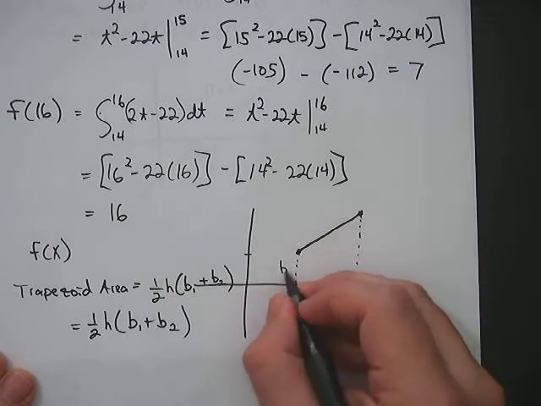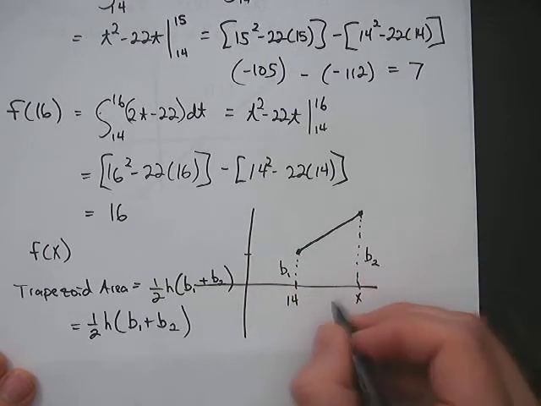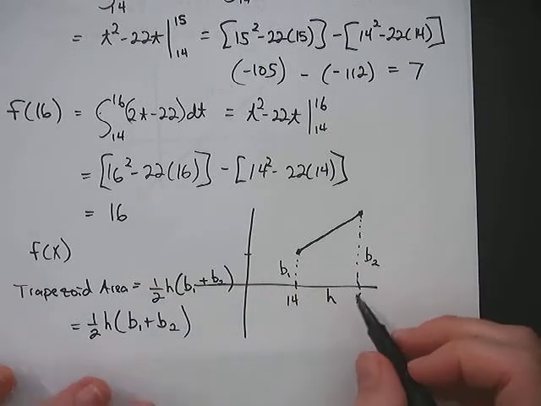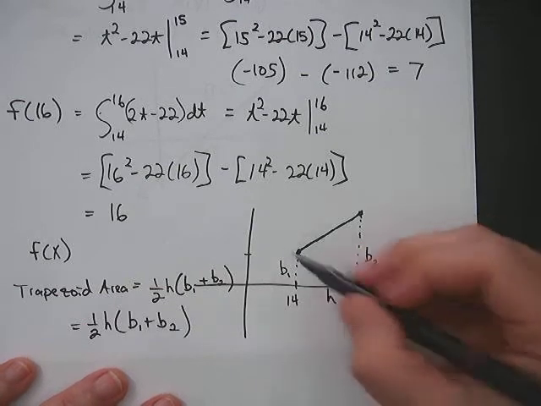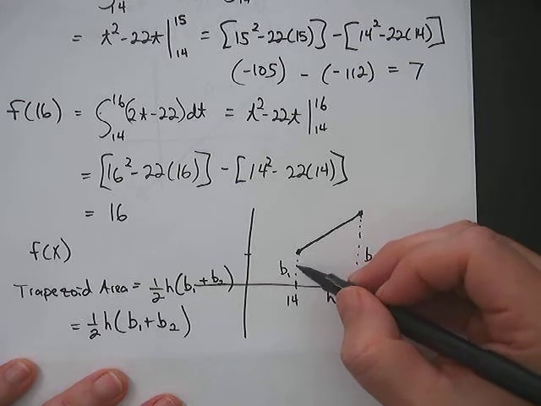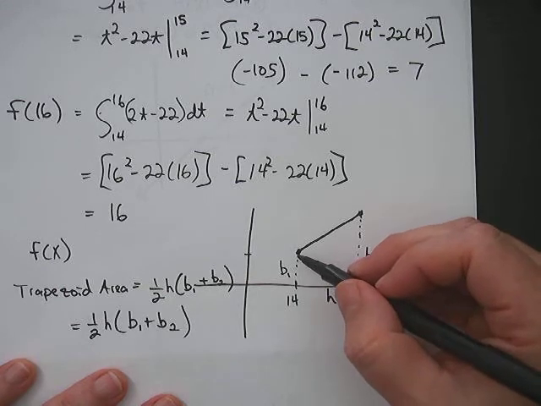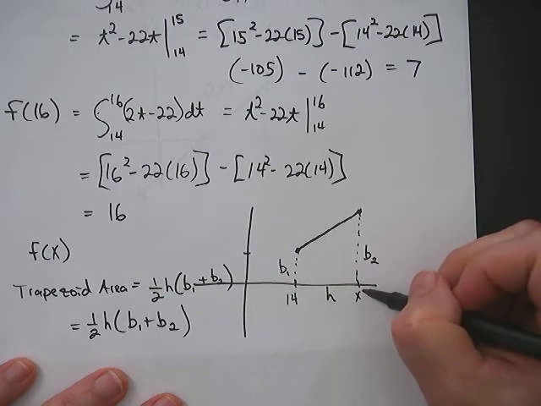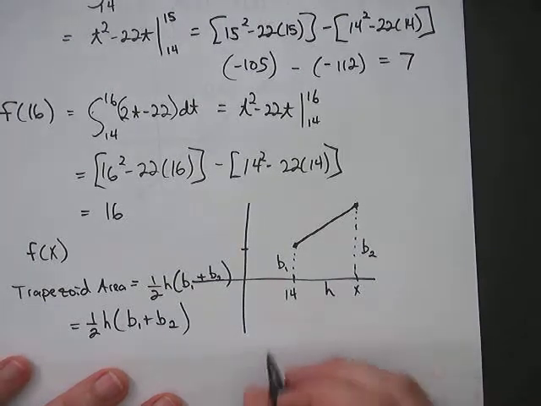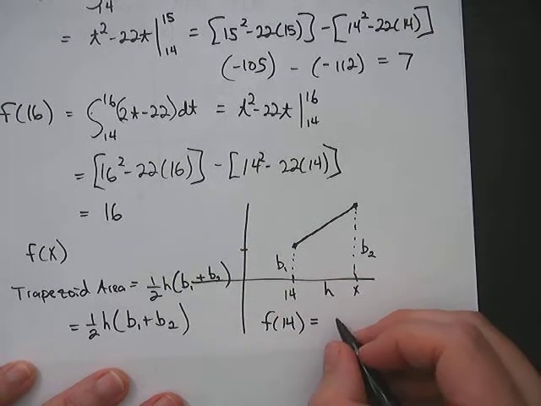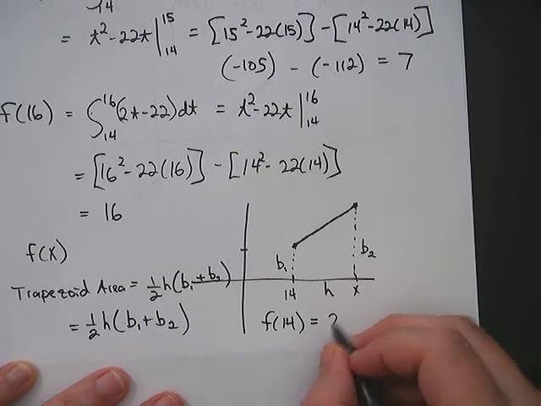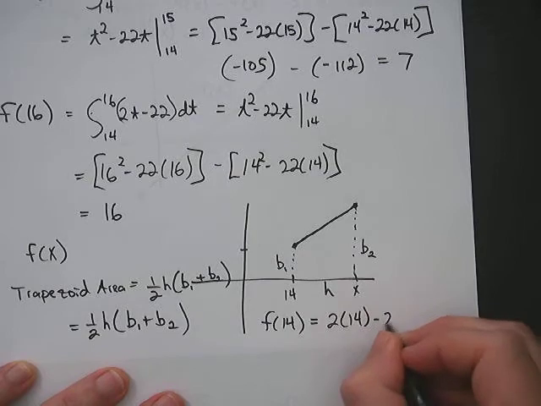I'll just call this one b1, this one b2. H is here. So we need to know this distance here, which is going to be x minus 14. We did that earlier. To find these, we plug it into the function. So I need to plug in a 14 into the function f of t, and I need to plug in an x into the function f of t. So f of 14 will give me that height. You remember the f of t is 2t minus 22. So 2 times 14 minus 22.